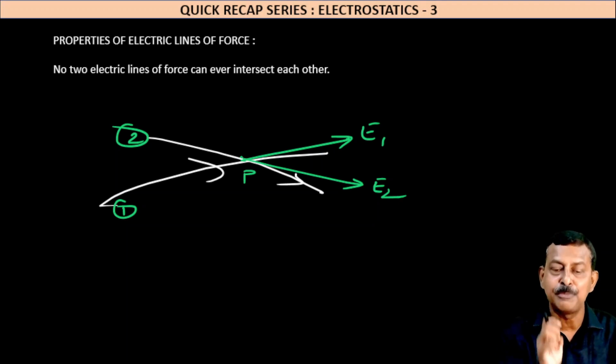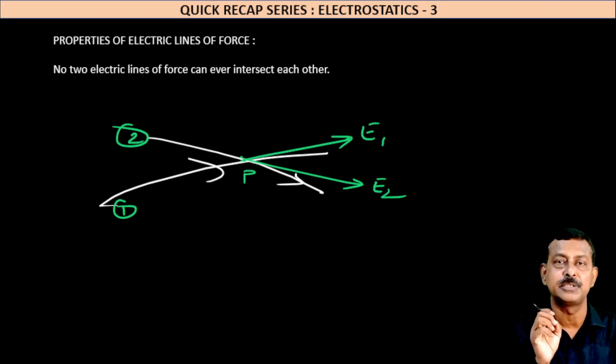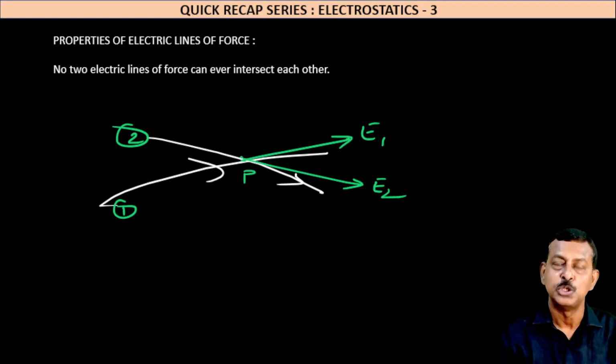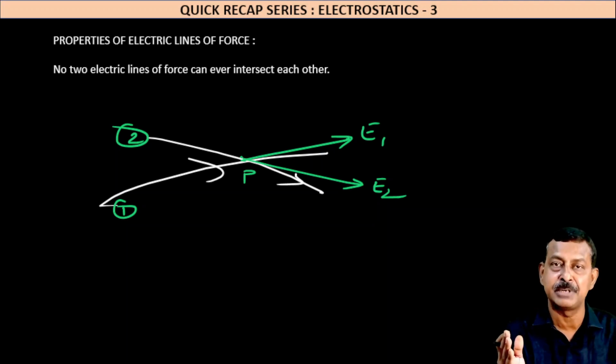Because if I take tangent to electric lines of force at any point, that gives the direction of net electric field at that point. Due to the different sources, the electric field at a particular point may be in different direction. But if I take one particular point, the net value of electric field at that point will always be unique.